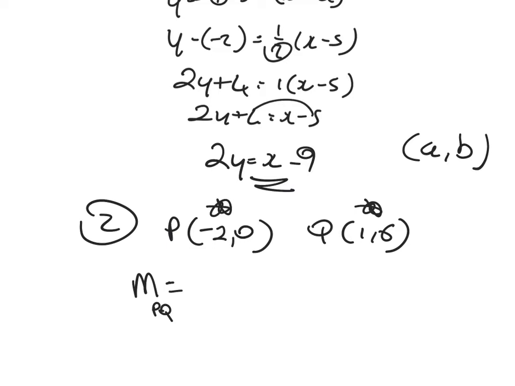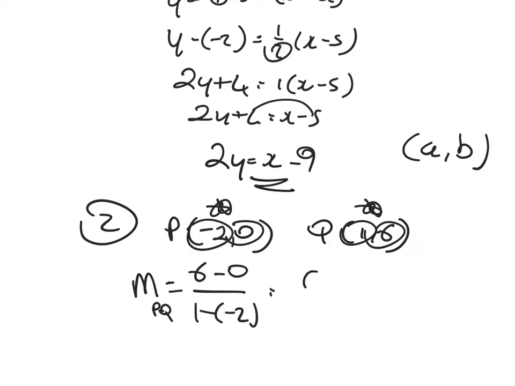Now, we can get the gradient because we have 2 points that lie on the line. So that's y2 minus y1 over x2 minus x1, 6 minus 0 over 1 minus minus 2. That's 6 over 1 plus 2, which is 3. 6 over 3 is equal to 2. So we've got the gradient of 2. We can choose any point that lies on the line. So I'm going to choose the point (1, 6).